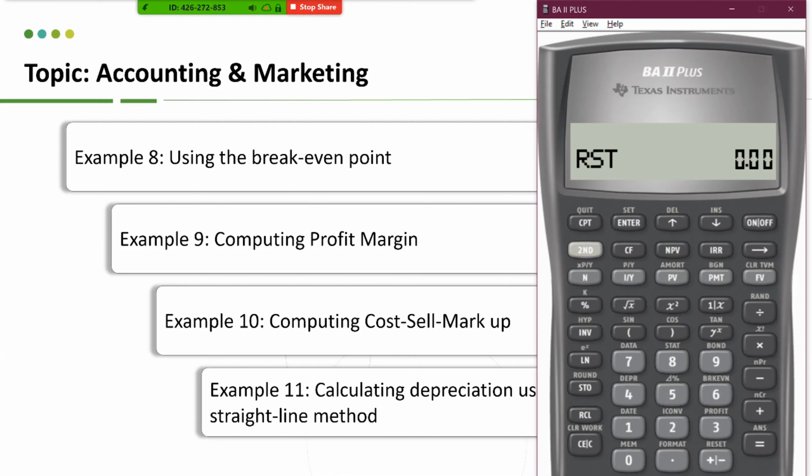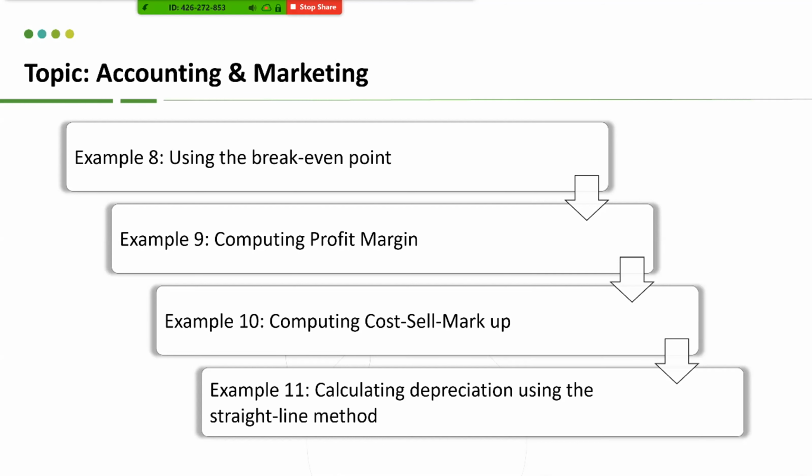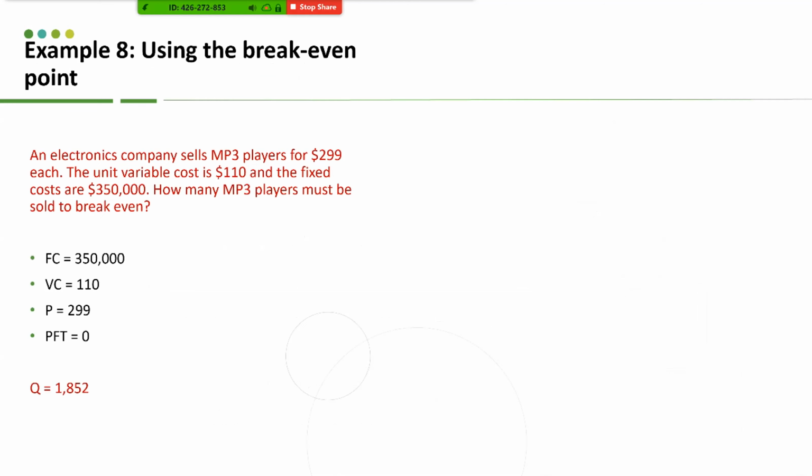Okay, so the next question will be using the break-even point. The scenario is an electronics company sells MP3 players for $299 each. The unit variable cost is $110 and the fixed costs are $350K. How many MP3 players must be sold to break even?